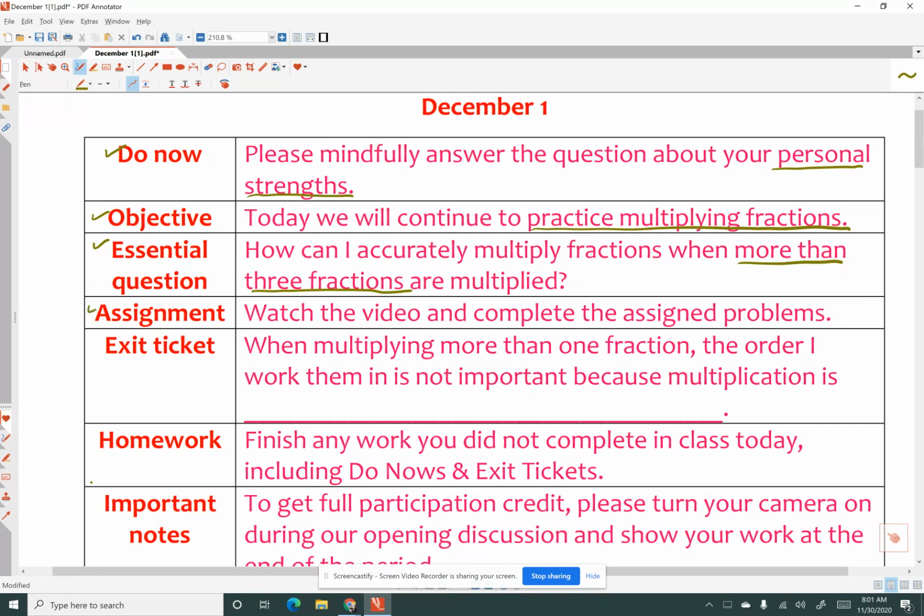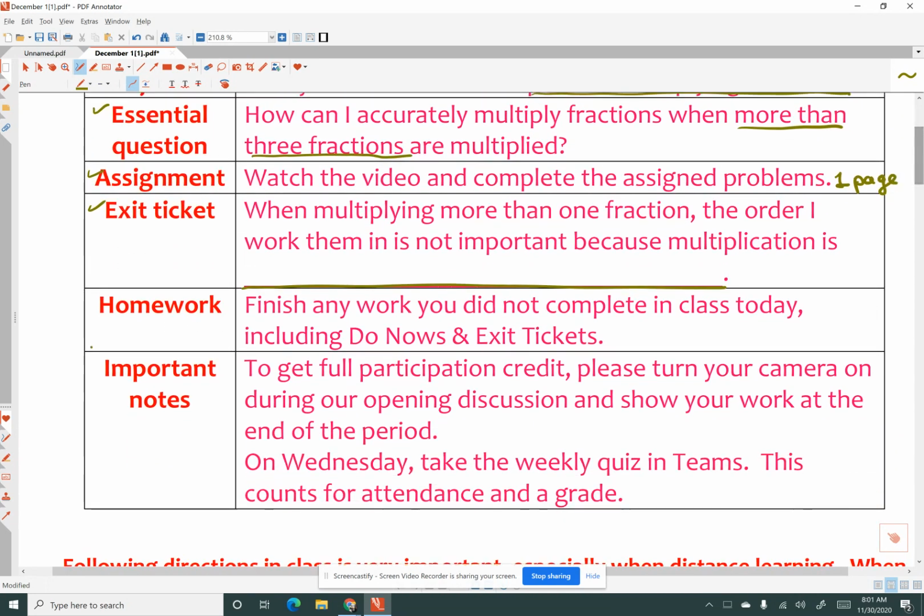And our assignment will be to watch the video and complete the assigned problems. And that's 1 page that we'll do. For our exit ticket, I want you to complete this sentence. When multiplying more than 1 fraction, the order I work them in is not important because multiplication is blank, and yes, it's a long word. For homework, please make sure you just finish up anything that you didn't finish in class.